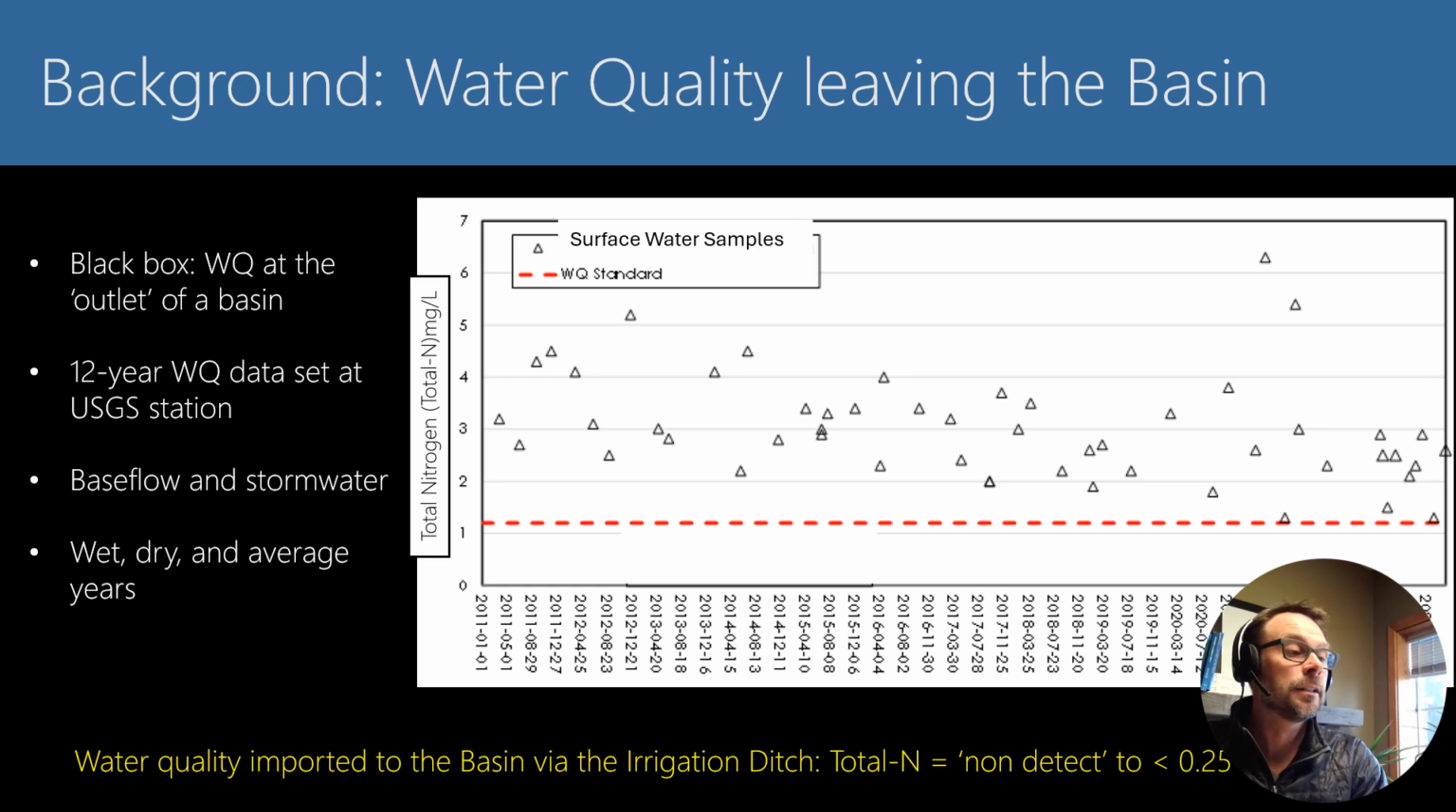And that is in contrast to the total nitrogen concentrations in water imported to the basin via the irrigation ditch, which all have measured less than 0.25 milligrams per liter, or the reporting limit for that constituent.